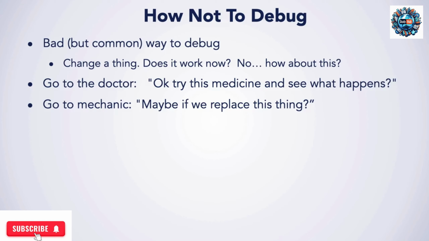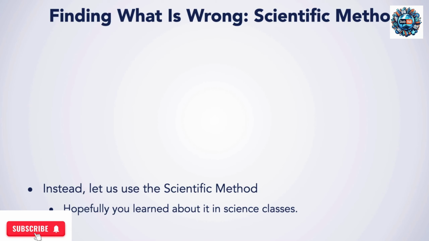Suppose you were feeling ill and went to the doctor. If the doctor said, I don't know what's wrong with you, but try this medicine and see what happens. Would you be confident in that solution? What if you took your car to the mechanic and they said, I have no idea what's wrong, but let's try replacing this part? You'd probably pick a different mechanic. Instead, you would want the doctor or mechanic to diagnose the problem and understand what is wrong before they try to fix it. The best way to diagnose the problem in both software and these other situations is with the scientific method. We hope that you have learned about the scientific method previously in your science classes and that this idea is not completely new to you.